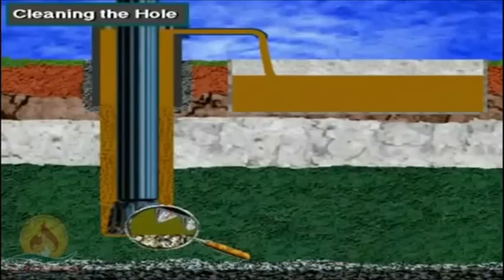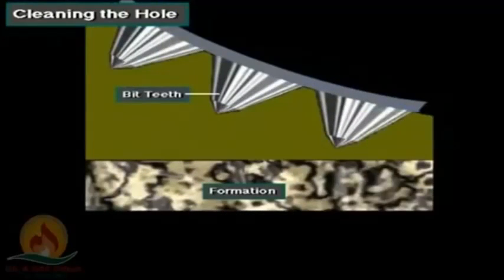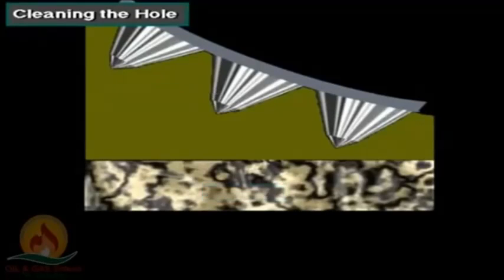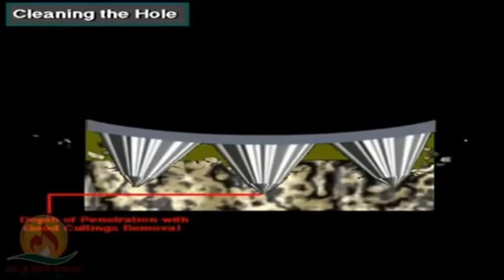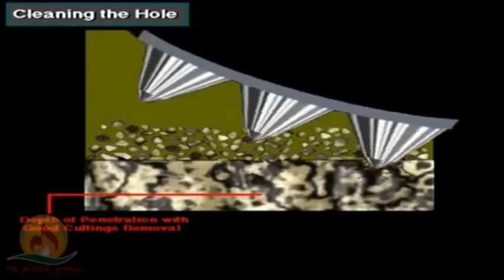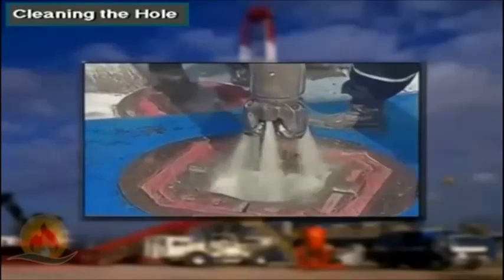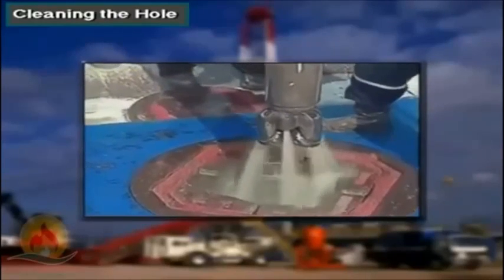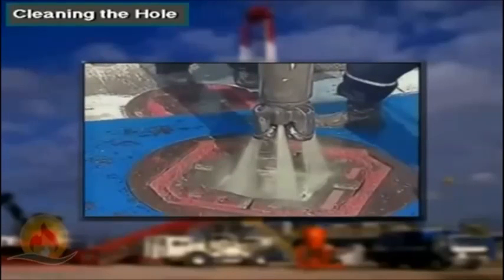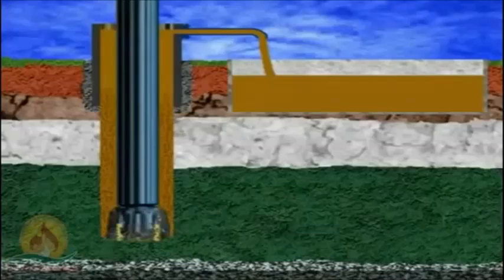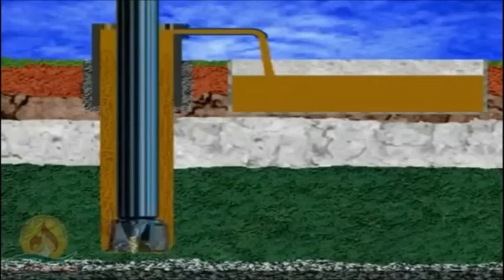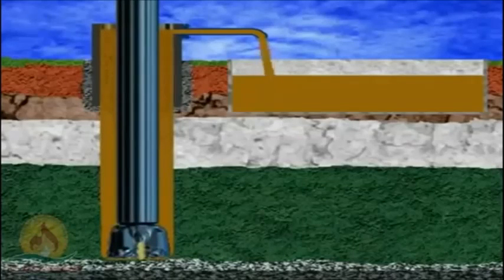One function of mud is to clean the hole. A clean hole allows the bit to drill into uncut formation rock. Here's an example of what can happen when cuttings are not removed off bottom. Mud jets out of the bit and moves cuttings away from the bottom of the hole. The mud then carries the cuttings up the annulus and to the surface for disposal.